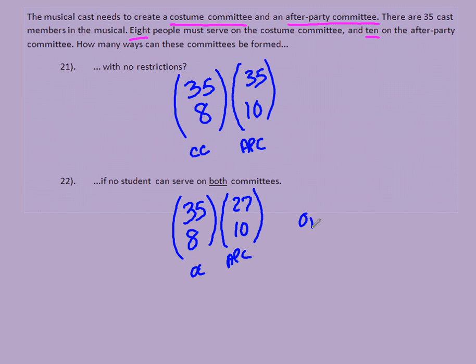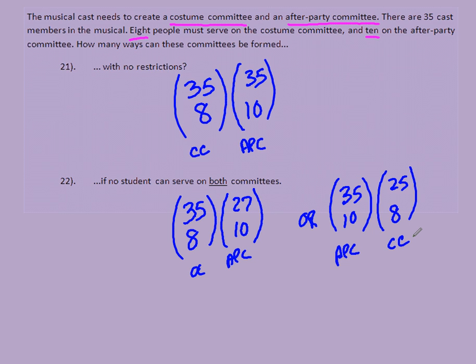Now, we have another possibility. I could have made the after-party committee first. So I would have had 35 choose 10 for the after-party committee, and then I would have had 25 left and choosing 8 for the costume committee. So both of those answers are valid and correct.